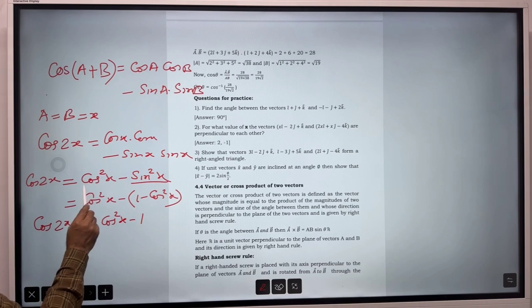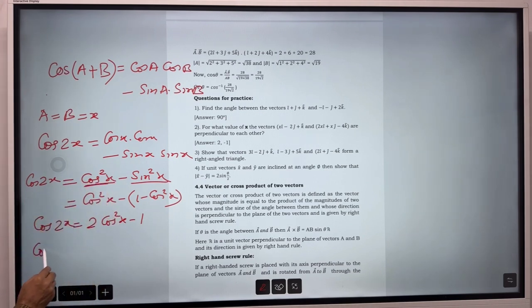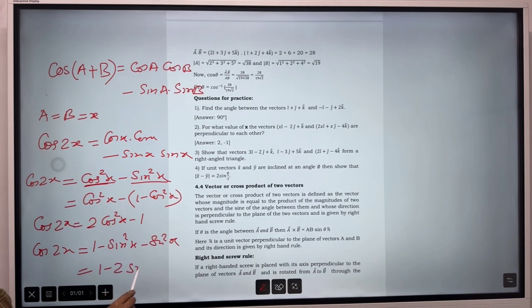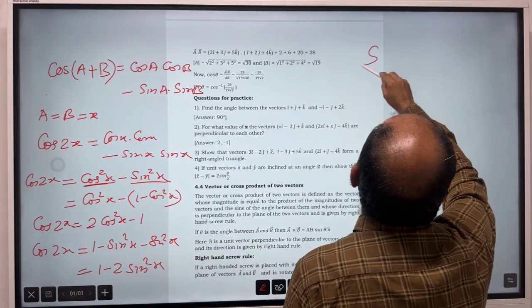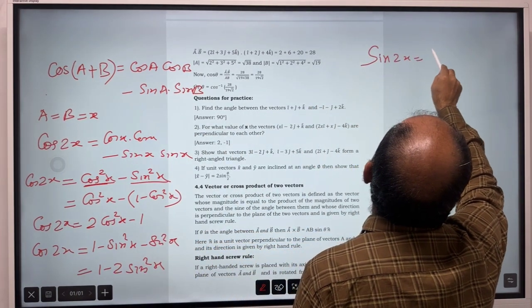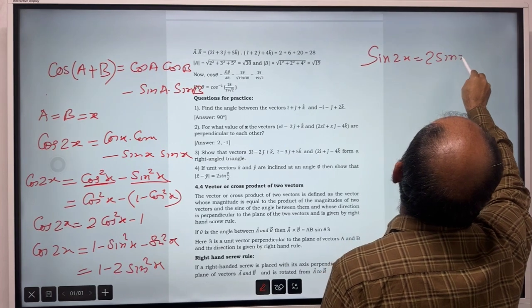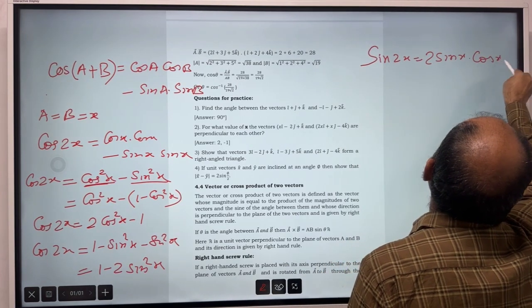Similarly, if we write here cos square x as 1 minus sin square x, what do we get? So cos 2x equals 1 minus sin square x minus sin square x, that gives 1 minus 2 sin square x. So we have got the formula, and sin 2x equal to 2 sin x cos x.